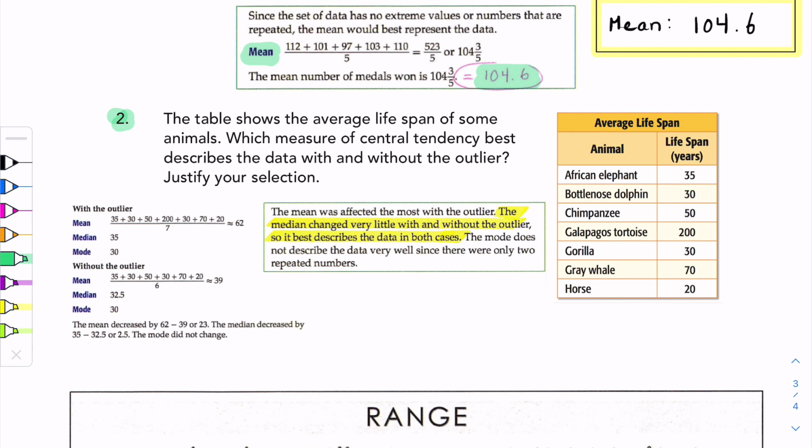So I see that there's one major outlier, and it's the Galapagos turtle, whose lifespan is 200 years. Everything else is relatively close, but that is definitely one that stands out. So that is called an outlier.